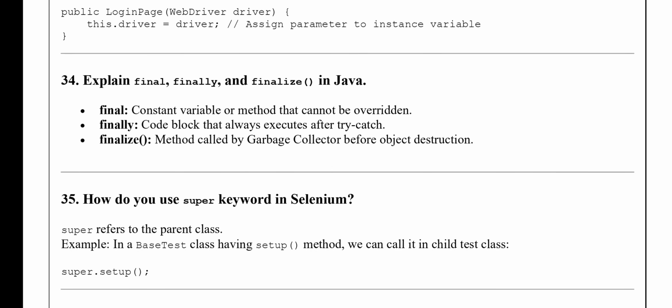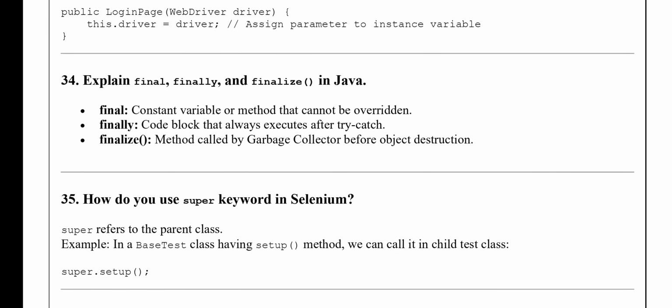Can you explain the difference between final, finally and finalize in Java? And we have discussed how you use the super keyword in Selenium. What is the difference between StringBuffer and StringBuilder in Java? How do you implement data-driven testing in Java Selenium? How do you use interfaces in Java Selenium? And how do you use abstract classes? And what is the difference between throw and throws in Java?